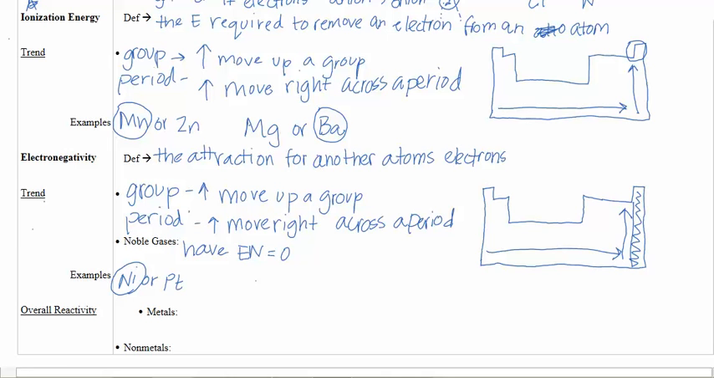Then if we take a look at, let's do cesium or lead. Which one of those would have a higher electronegativity? If you said lead, you are correct. It is further right on the periodic table. So lead is going to have a higher electronegativity.